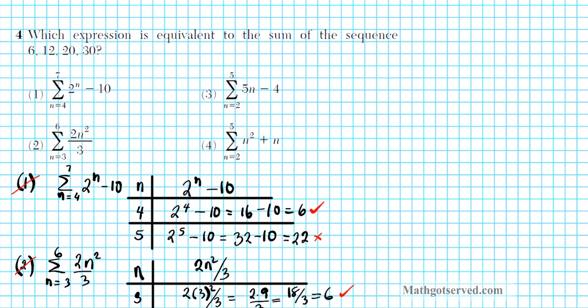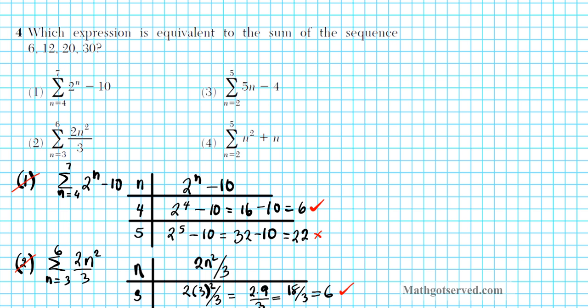Okay, let's move on to the next one, option 3. Option 3, we have the sum from n equals 2 to 5. We're going to be plugging in n from 2 to 5 into 5n minus 4. Let's set up our table so we can stay organized and keep track of our work. The independent variable n will start from 2 and go all the way to 5. We're going to be plugging in our n values into 5n minus 4.